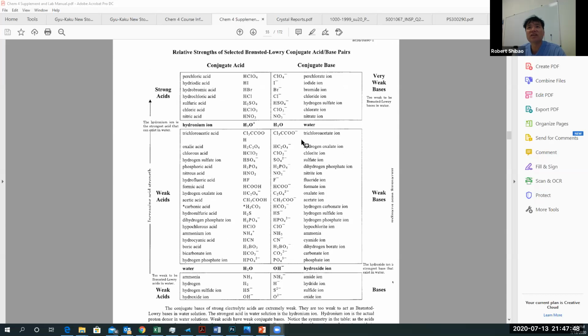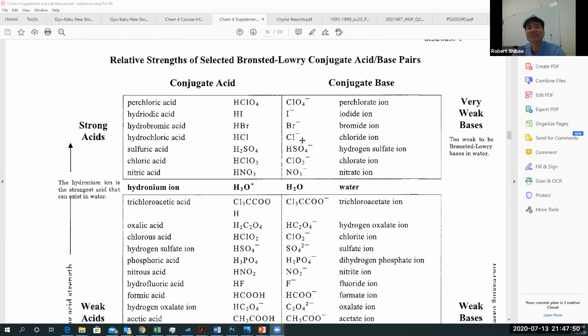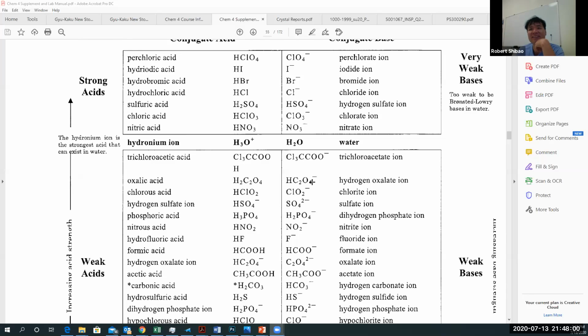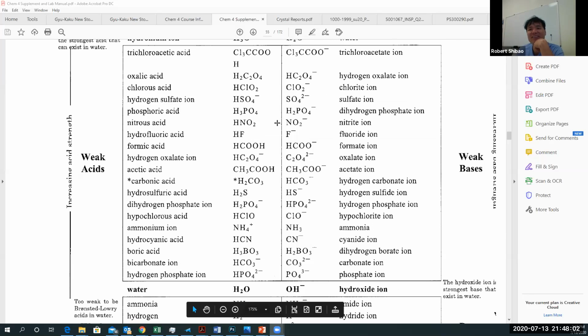So let's look at naming these anions here. Perchlorate, iodide, bromide, chloride, hydrogen sulfate, chlorate, nitrate, etc. This is just practice. Oh yeah, boric acid. Boric acid is important in eye drops and that kind of stuff. Borate.